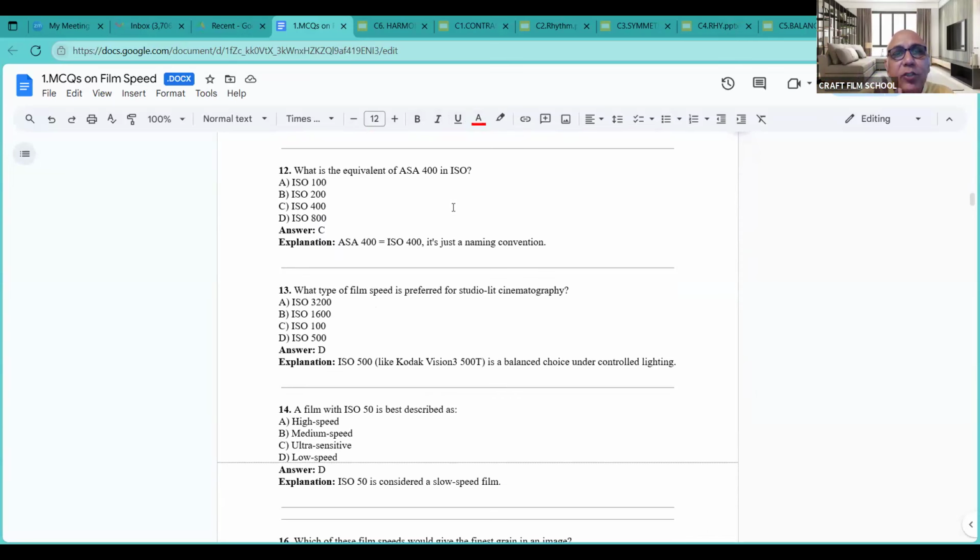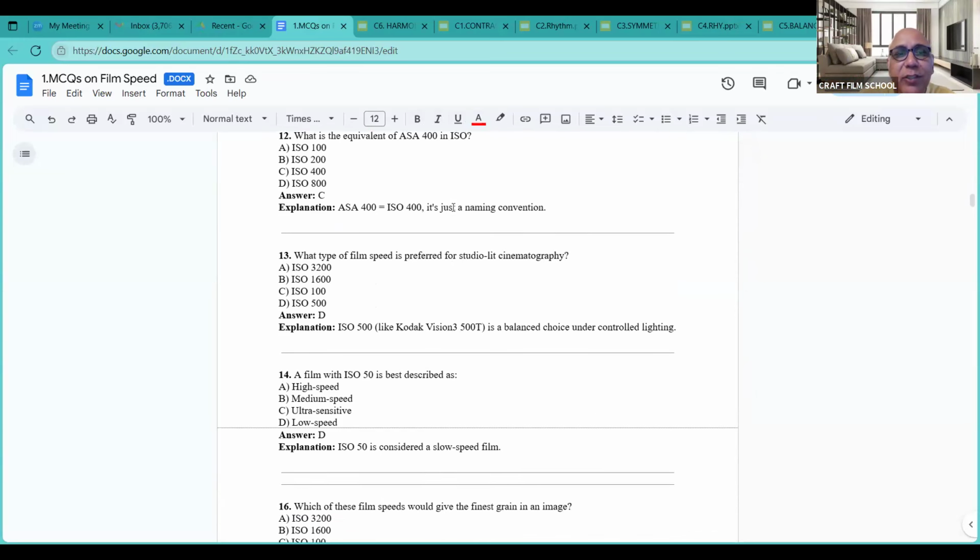What is the equivalence of ASA 400 in ISO? Obviously, it will be the same. Only ASA will be replaced by ISO. There is no conversion of the number. The number remains the same. So we call it ISO or ASA, it is the same thing.